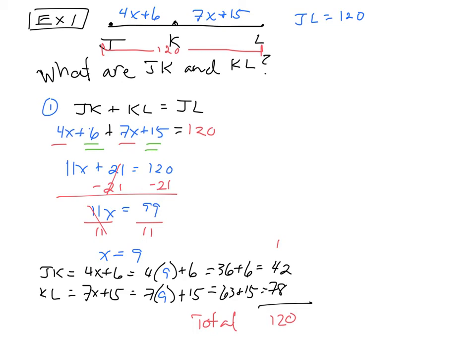So therefore, a triangle of dots is your therefore. So therefore, JK is 42 units, and KL is 78. So just because we solve for x doesn't mean we answered the question.